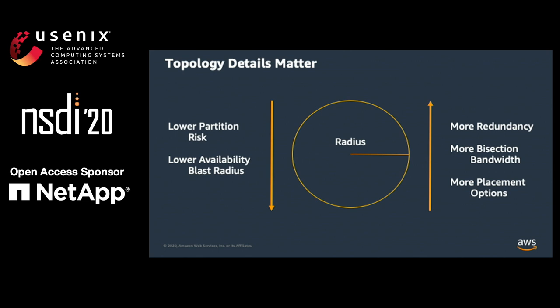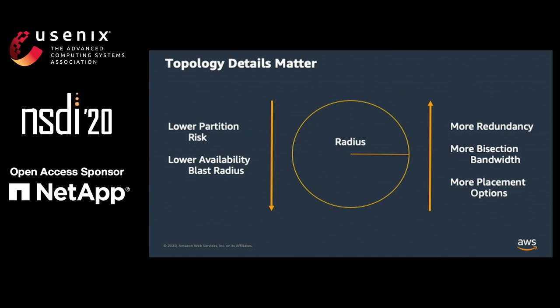I get more bisection bandwidth, and bisection bandwidth is super important in the kind of calculation. And that just means how much bandwidth I have to move between groups of servers. And this is super important in the calculation of the durability of any replicated storage system because it controls how quickly I can re-replicate. And I get more placement options. So I get more places that I can put stuff to have it be optimally placed.